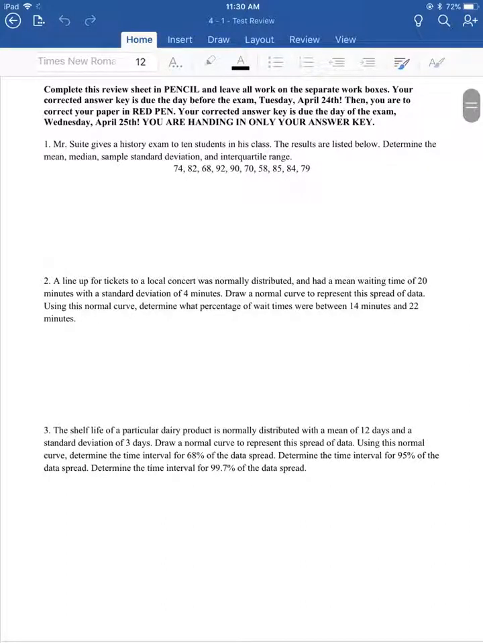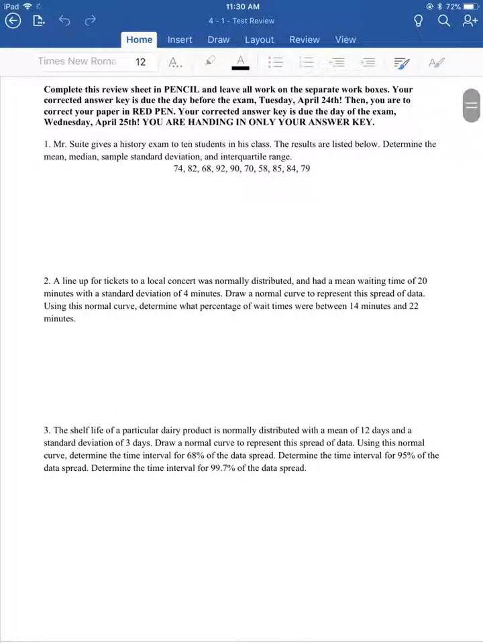Okay, so we're going to start reviewing for our first test of the fourth quarter. Again, this review sheet with your own work is going to be due on Tuesday, and then the corrections for it, which again I will upload the answer key onto eBoard, will be due the day of your test, which is Wednesday.